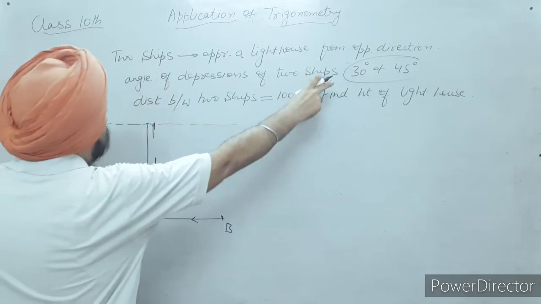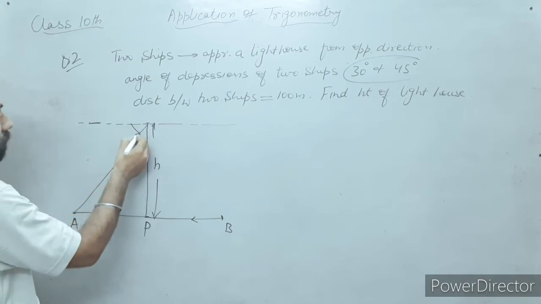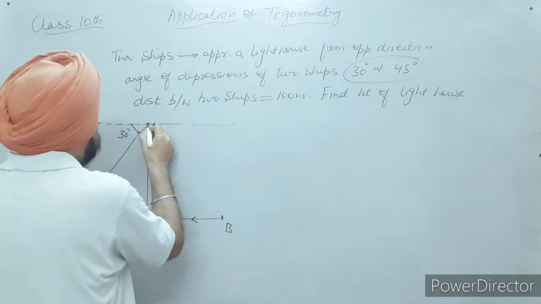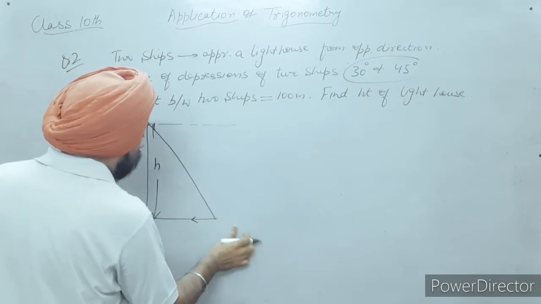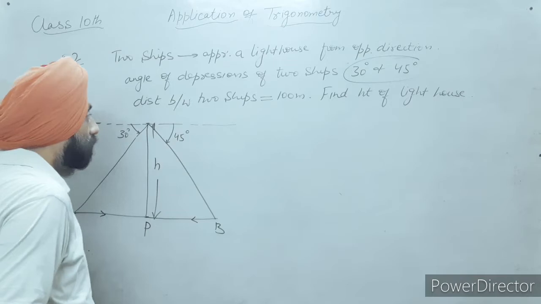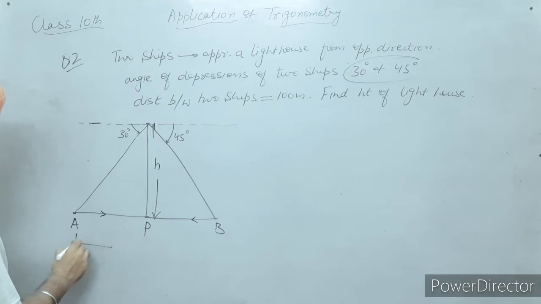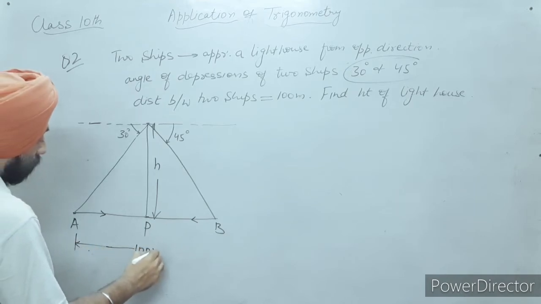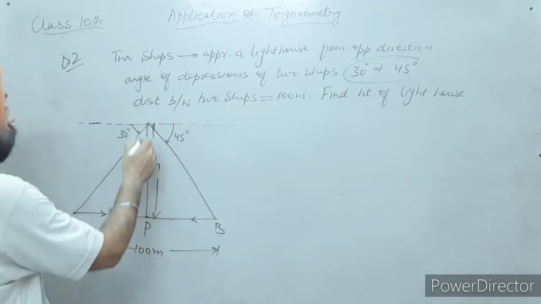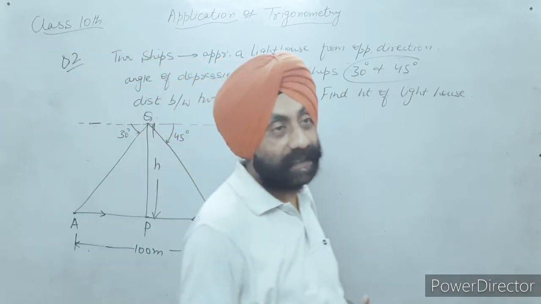Now, the first angle of depression is 30 degrees. This is 30 degrees. The other one is 45 degrees. Let it be somewhere here. This is 45 degrees. The distance between the two ships is 100 meters. AB distance is 100 meters. Find the height of the lighthouse. This PQ, I have to find the height of the lighthouse.